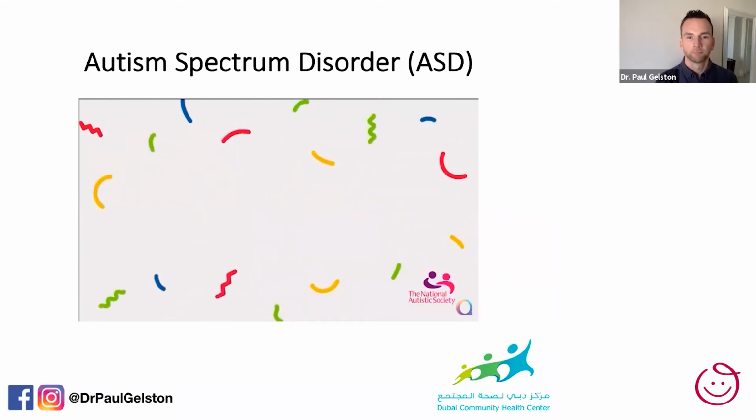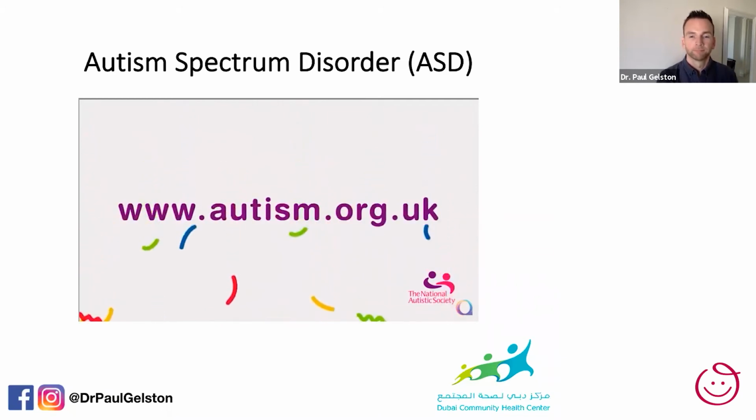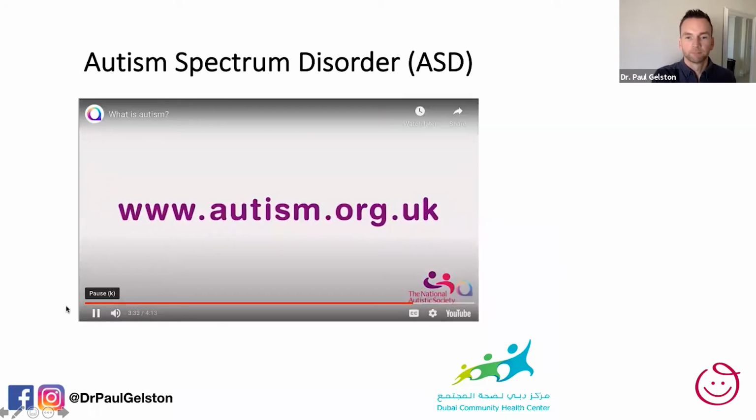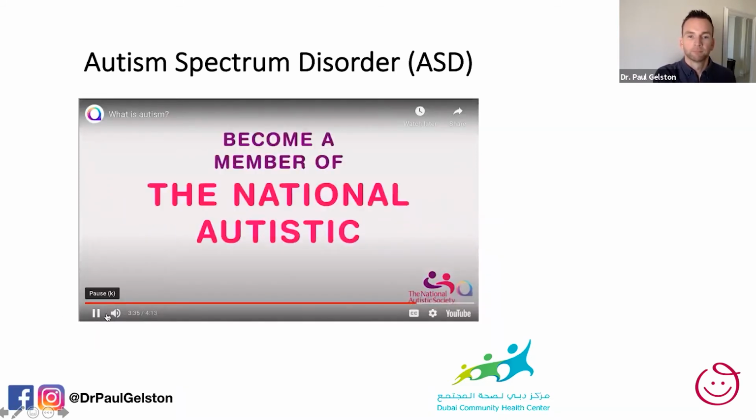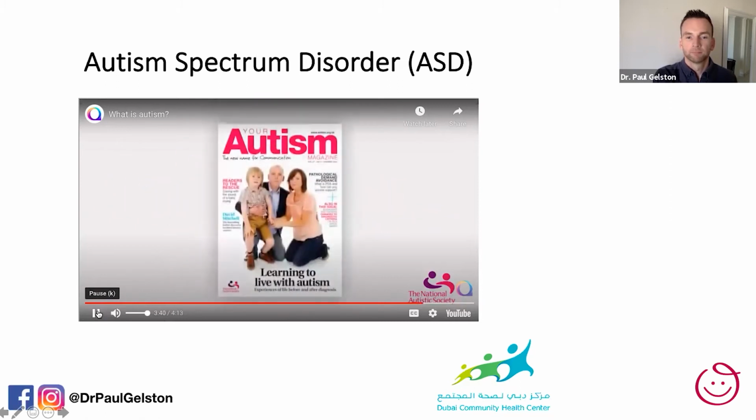If you want to learn more about autism, go to www.autism.org.uk or click here. You can receive continuous news and information about autism by becoming a member of the National Autistic Society. As a member, you will receive your autism magazine.